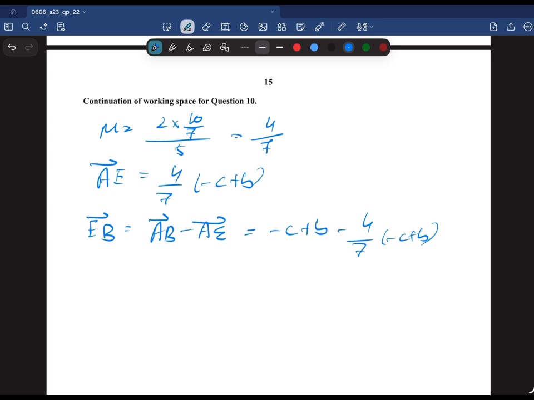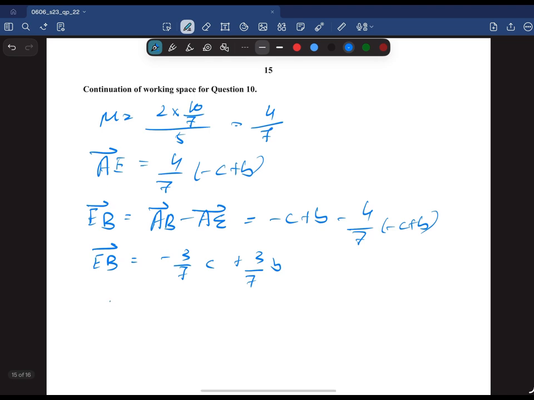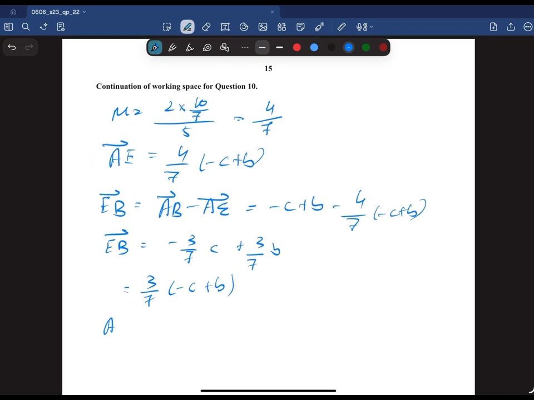Now collecting all the terms, we get EB equal to minus 1 plus 4 upon 7, which is minus 3 upon 7 c, and 1 minus 4 upon 7, which is plus 3 upon 7 b. We can take 3 upon 7 as common: 3 upon 7 times minus c plus b. And we need to find the ratio of AE and EB.